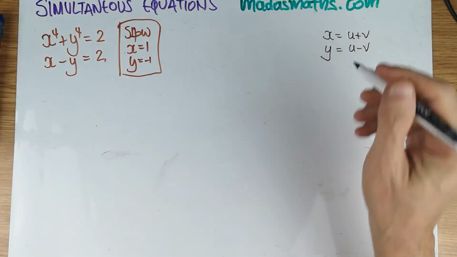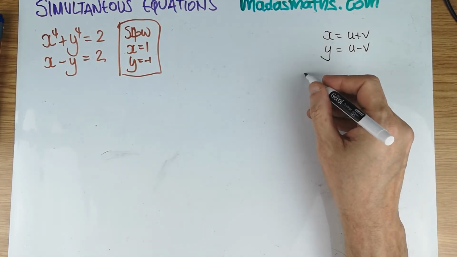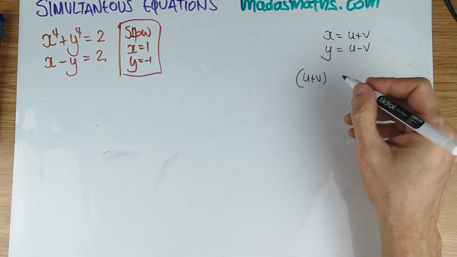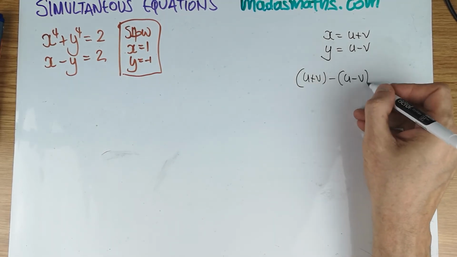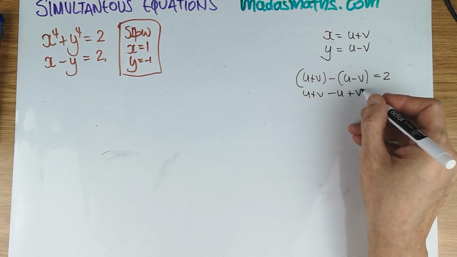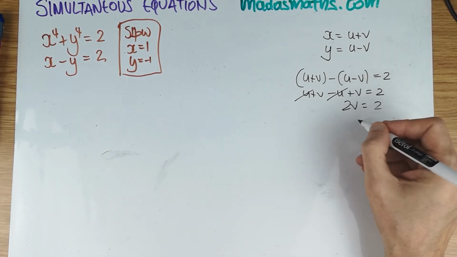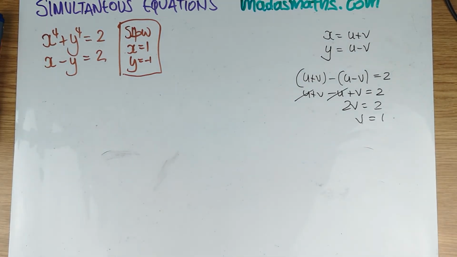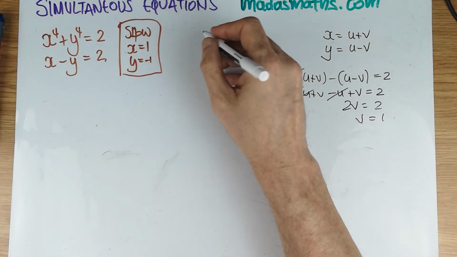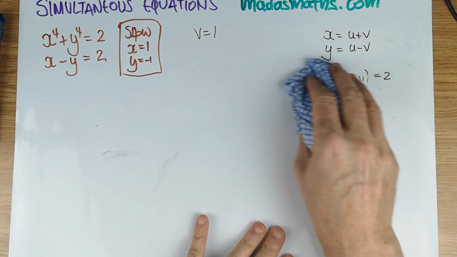So if we plug these substitutions into the linear equation, we get u plus v minus u minus v is equal to 2. U plus v minus u plus v is equal to 2. The u's cancel. 2v is equal to 2 and v is equal to 1. Careful, because we haven't found x or y, we found v. So let's write it up here. V is equal to 1. Okay, what do I do next?